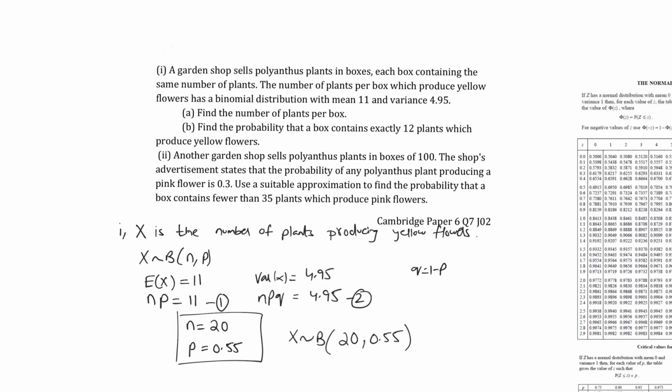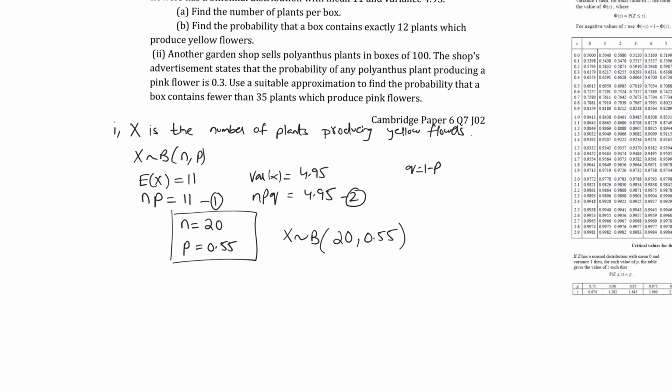In the next part they are saying find the probability that a box contains exactly 12 plants which produce yellow flowers. So out of 20 we want to find the probability that exactly 12 produce yellow flowers. So it's simply 20C12, and the probability of success is 0.55 raised to the power 12 and 0.45 raised to the power of 8.